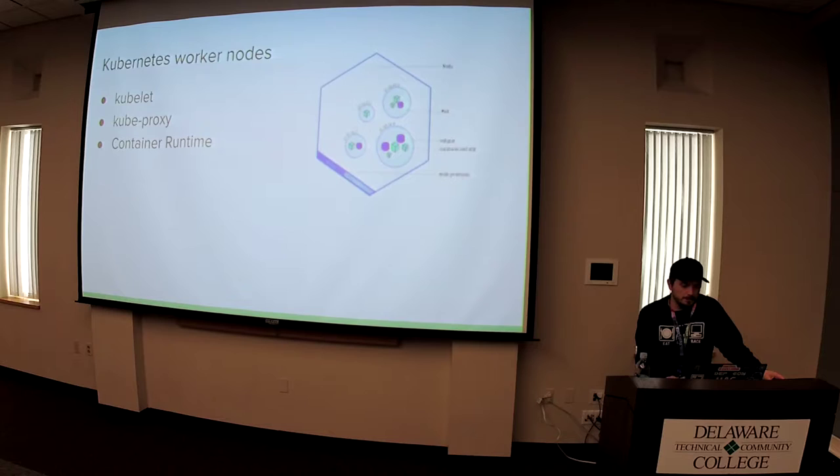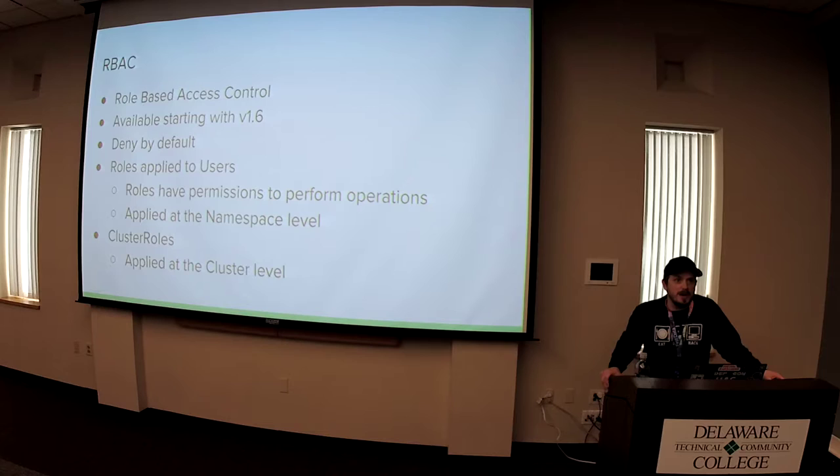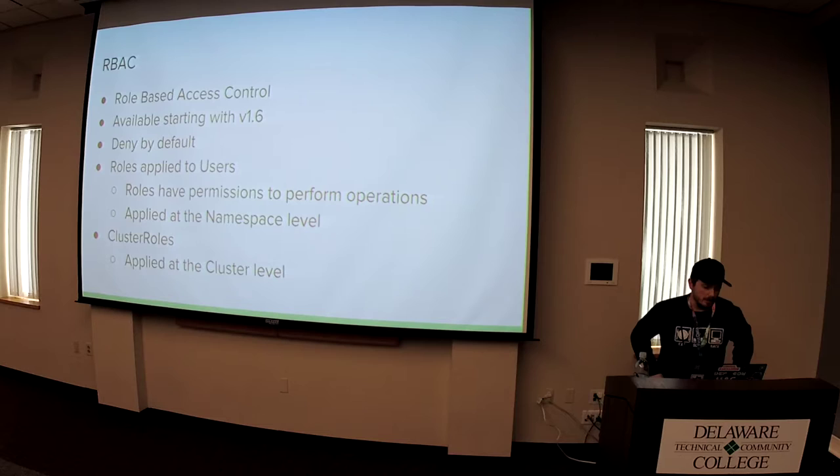Okay. All right, so those are the main components, and then the first thing to talk about within keeping this thing secure is RBAC, right? Role-based access control. Starting with Kubernetes 1.6, they started adding RBAC in, enabled by default. And also with that, you get a deny by default.